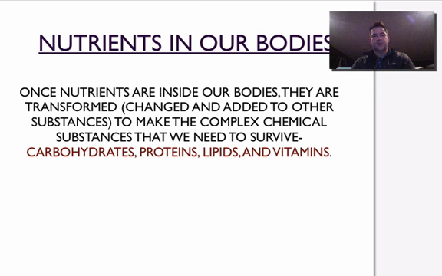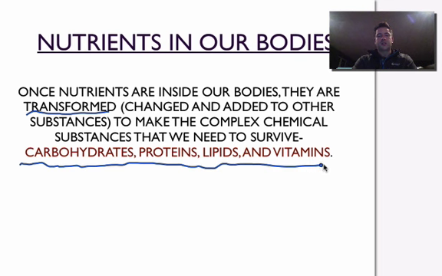So nutrients in our body. Once we have ingested or consumed those nutrients, what happens to them? Well, the nutrients are actually transformed. Transformed means changed and added to other substances. So we take in the nutrients that we need from the plants or from the animals. The animals take them in from the plants, and then we change them and convert them into complex chemical substances that we need to survive. And remember, those organic compounds were the carbohydrates, proteins, lipids, and then we have vitamins. And vitamins, remember, are going to aid in the function of enzymes in our body.